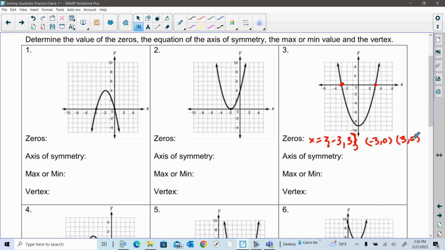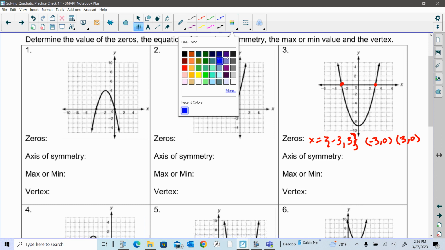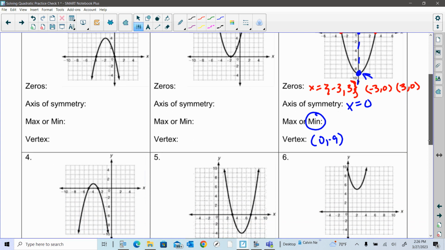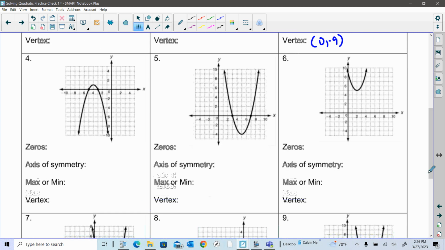So our axis of symmetry goes through the center of the parabola. It's really on top of this y-axis, and it goes through right here, that vertex. So the axis of symmetry is x equals 0. It would go through the origin. This has a minimum because it has the lowest point, and the vertex is the ordered pair of that point, which is (0, -9). So I'm just going to go over a couple more with you, just to make sure you're on the right track.